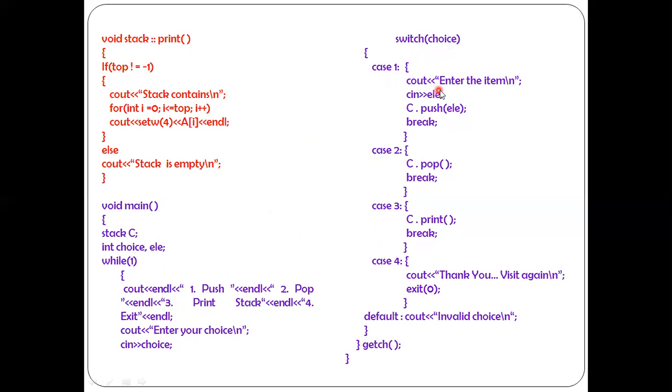cout, stream insertion, within the double quotation, "Enter the item\n", double quotation close, and with the semicolon. Say for example, I'm inputting an element called 10. 10 is stored in which variable? Element. In the next line, capital C is a user defined object. Object of which class? Stack class. Dot is a member access operator. Push is a member function with how many arguments? Only one argument, that is ele. What exactly is ele carrying? 10. So the 10 is passed from this main function to that member function.